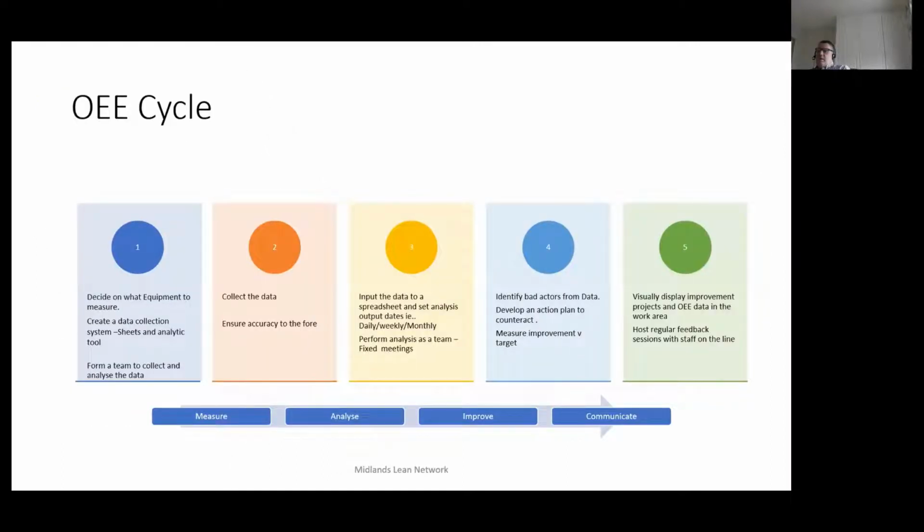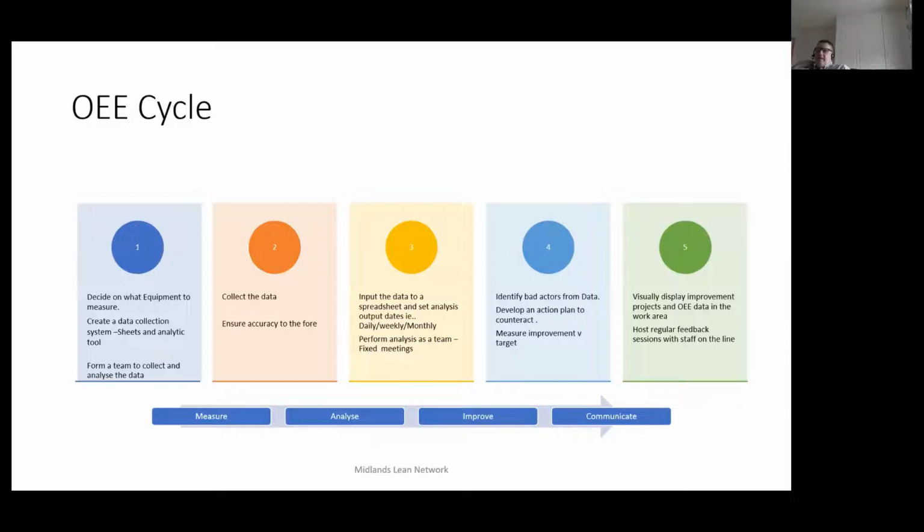The OEE cycle itself within my organization and within most organizations has 5 major steps. If you were to kick off this, you need to decide on what equipment you're going to measure or what line you're going to measure. You need to create a data collection system. You would need to have maybe data collection sheets or automated collection sheets and an analytical tool, whether it be a database, Excel, etc., to actually do the calculations from. And really, it can't be done by one person. You need to form a team to collect and analyze the data. In other words, you need people who are present when the machine is being run, and you also need people to do some of the calculations.